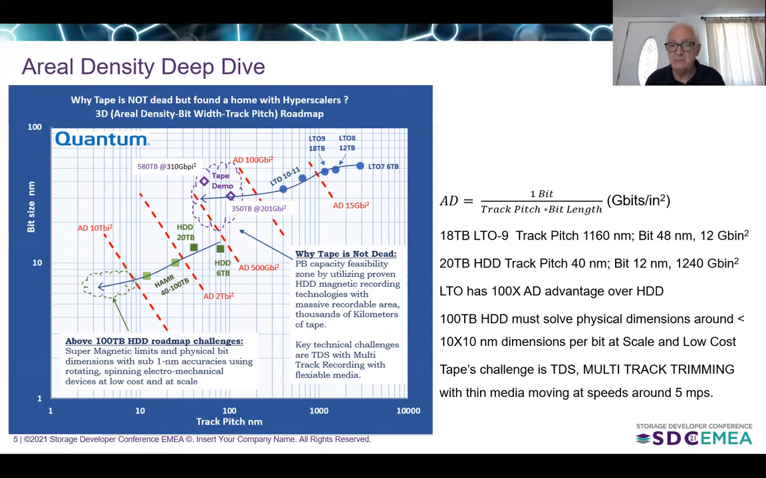Tape's challenges can be summarized as dimensional stability and multi-track trimming with thin media moving at very high speeds in varying environmental conditions. Otherwise, we have a fairly robust roadmap ahead of us. Dimensional stability and track trimming are technologies that we can address and develop over the course of this time frame. So we feel confident that we can achieve this roadmap.